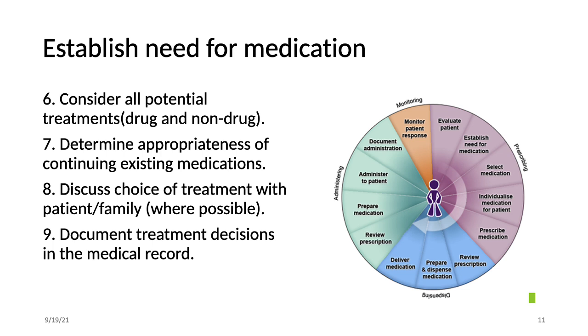After that, we need to establish need for medication, consider potential treatment, drug or non-drug, determine the appropriateness of continuing existing medication. For example, patient with hypertension, when they are in shock, you might need to hold the antihypertensive. Discuss choice of treatment with the patient and family member whenever this is possible, and document treatment decision in the medical record.